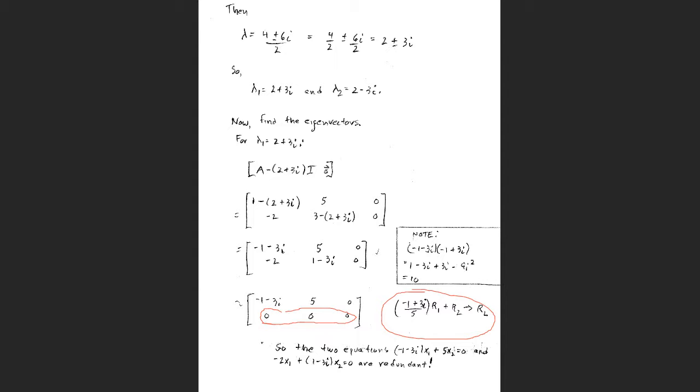The goal, of course, is to produce a 0 where the -2 is, using -1 minus 3i as a pivot. Well, it turns out that if I take -1 minus 3i and multiply it by -1 plus 3i over 5, that's going to be equal to 2. The numerator will be 10, the denominator will be 5, and that will give you 2. And then you add it to the -2, and you get the 0.